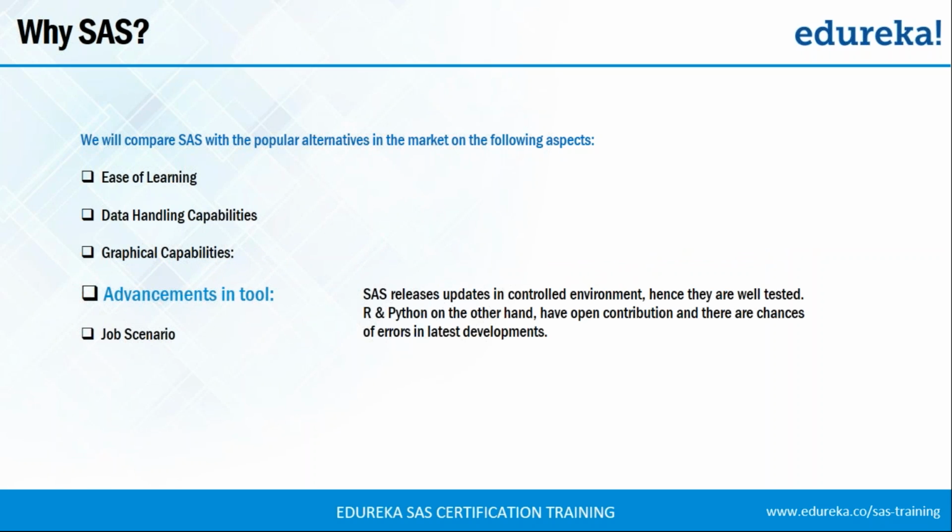SAS releases updates in a controlled environment, hence they are well tested. R and Python, on the other hand, have open contribution, and there are chances of errors in the latest developments. As I mentioned, SAS is licensed software. So whenever there is a new release, you would know that there is a new patch with such and such features. You'll get support as well, which would not be there for R and Python.